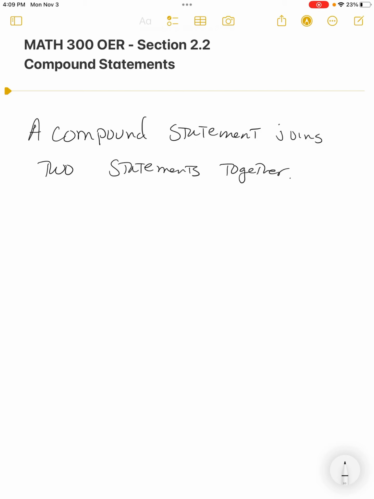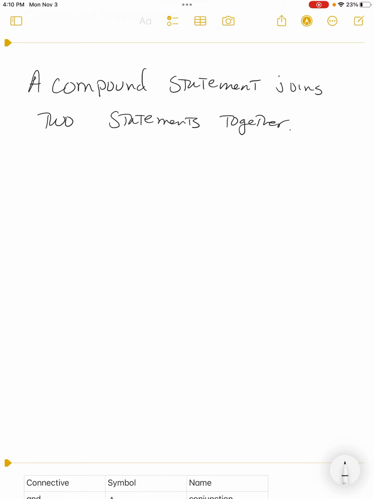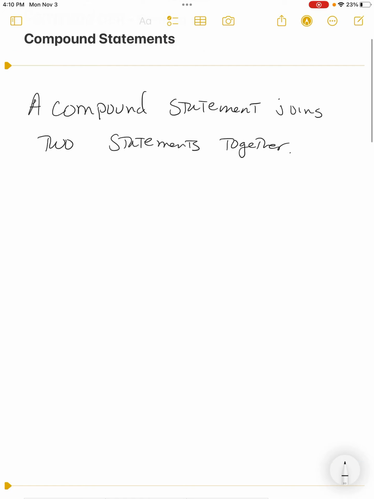So most of the stuff that we'll be looking at are going to be compound statements because it's the compoundness of it that makes it, we're not quite sure what the validity is, and so we use our symbolic logic to find out if what we're saying is a valid statement or not. And so a compound statement joins two statements together.